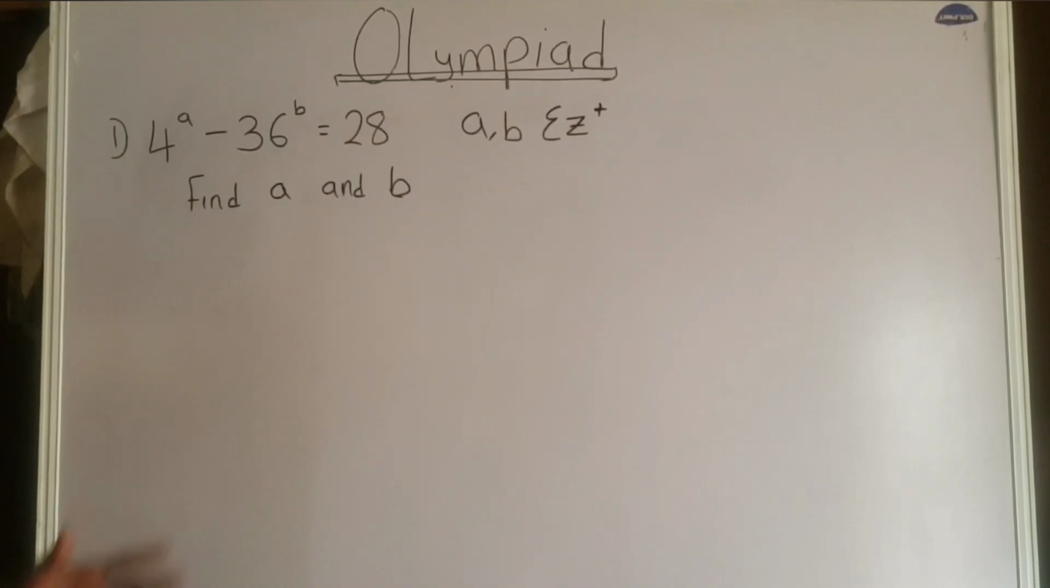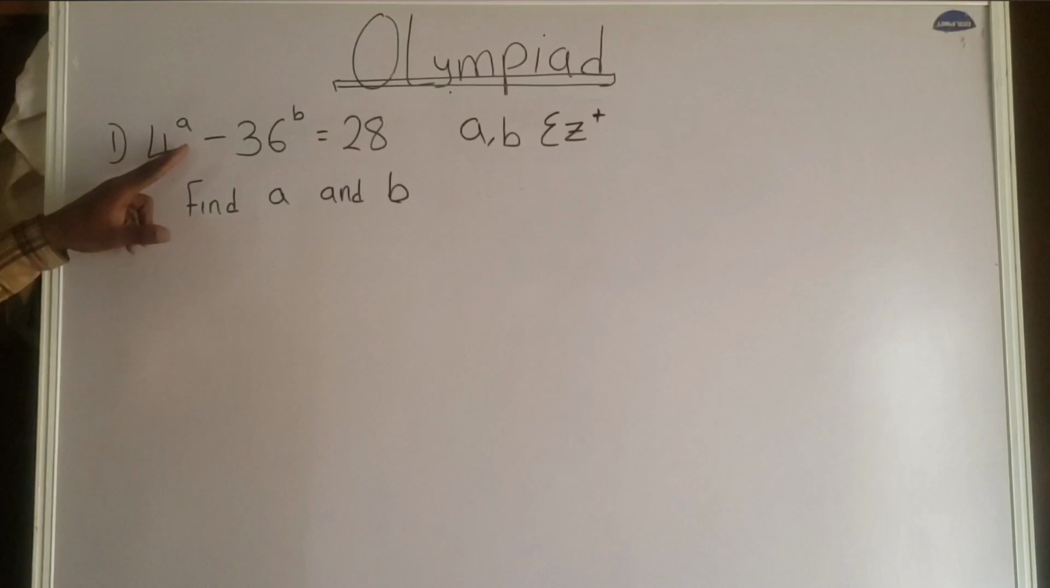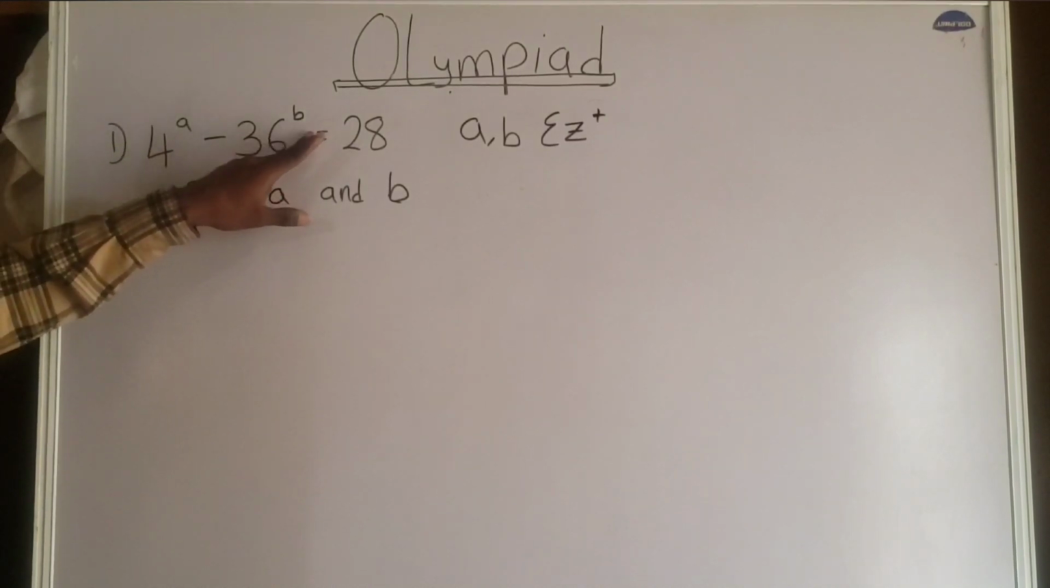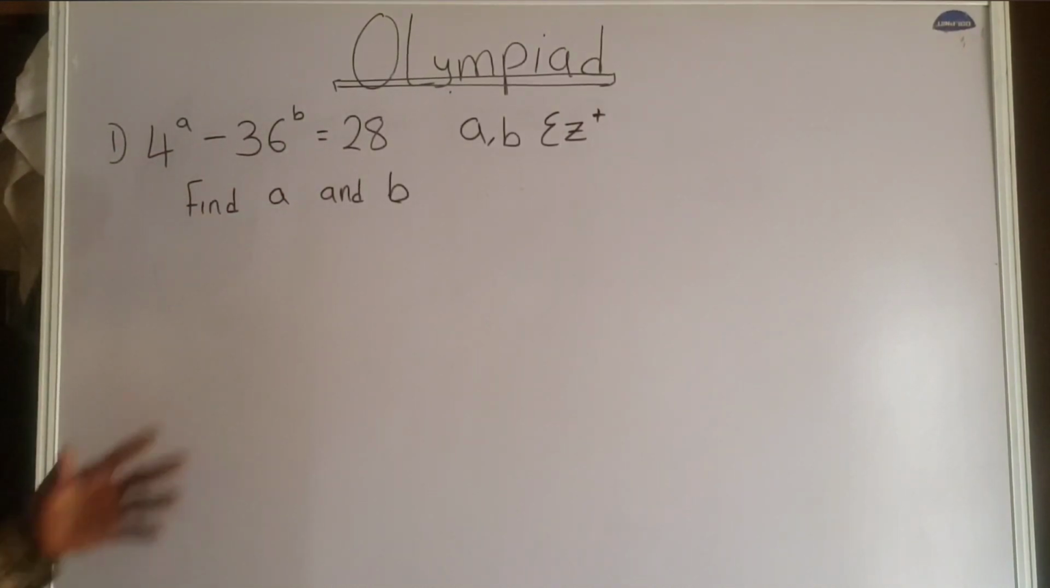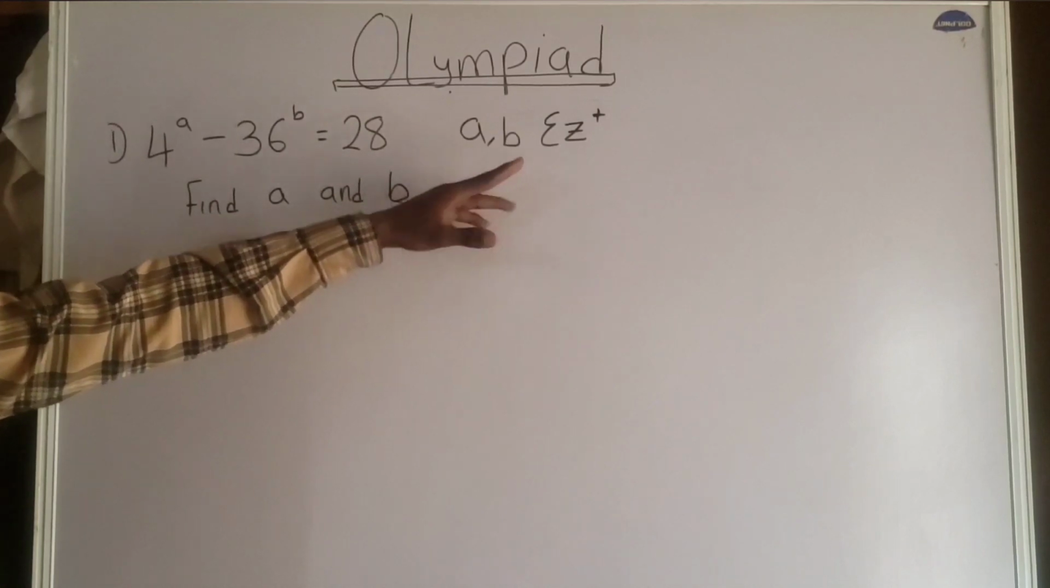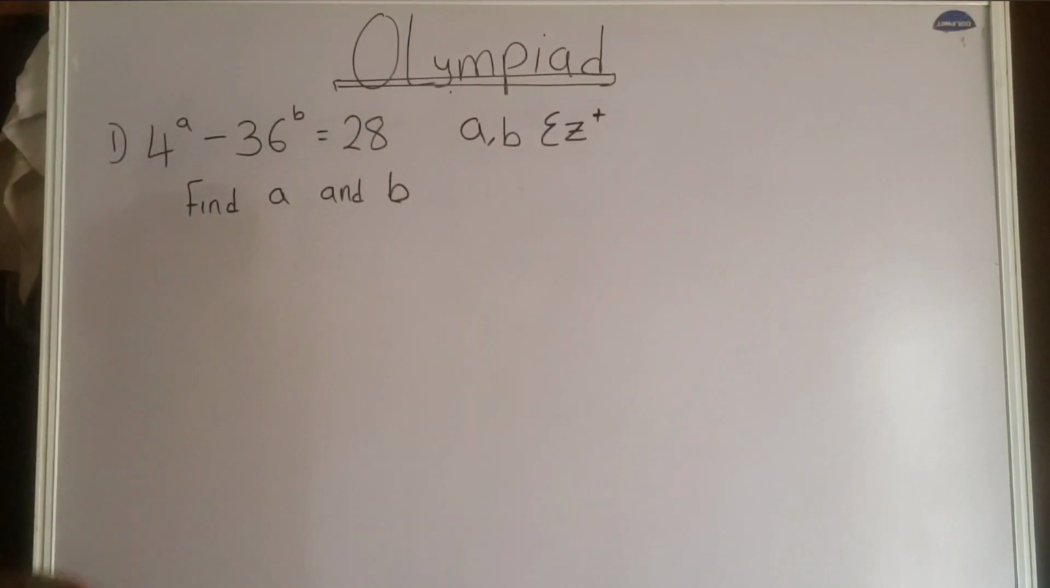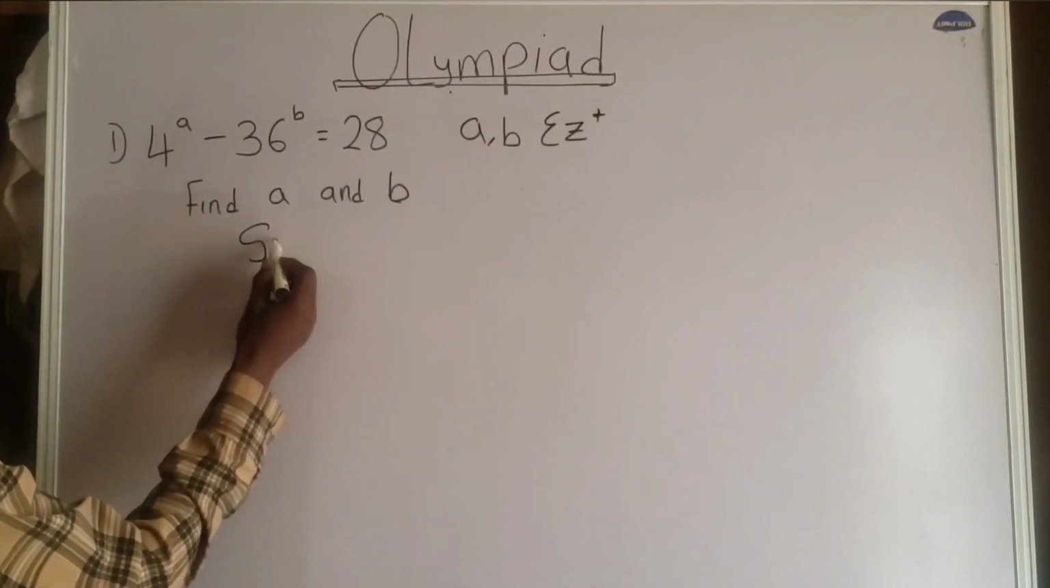Welcome back. We have another interesting Olympiad mathematics question. We have 4^a - 36^b = 28, where a and b are positive integers. Find the value of a and b. Now let's proceed. Solution.